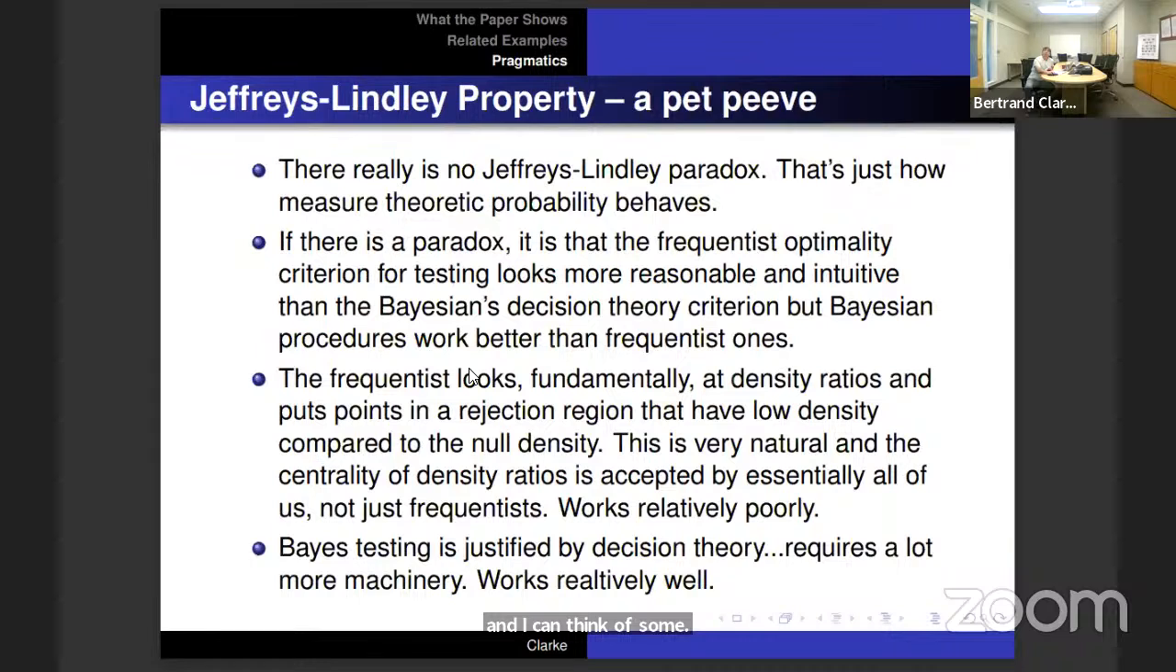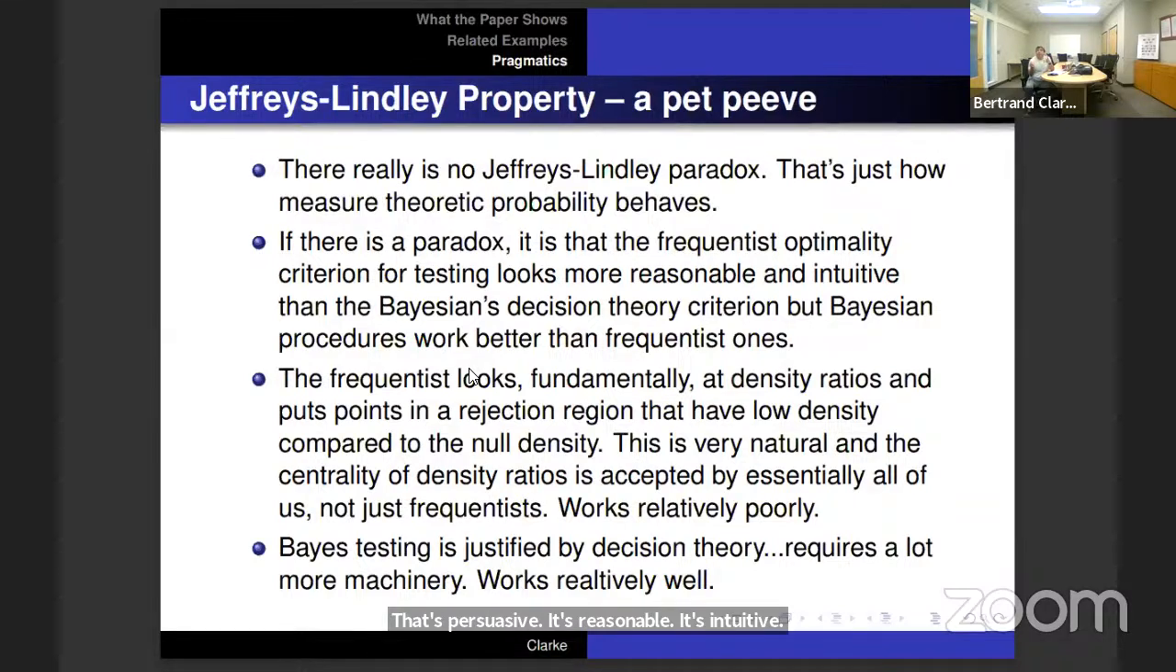Now, I'm going to take a minute to express a pet peeve of mine, because I don't really believe there is a Jeffreys-Lindley paradox. I think that's inaccurate. It's the Jeffreys-Lindley property. There's no paradox. This is just how measure theoretic probability behaves. There is a paradox in testing, I think, and it's this. The frequentist optimality criterion for testing, like the Neyman-Pearson lemma, that's persuasive, it's reasonable, it's intuitive, and it doesn't work very well.